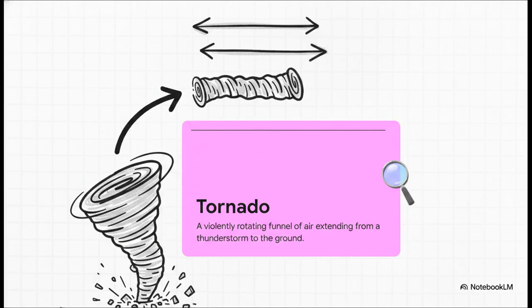This shear creates a horizontal spinning tube of air right inside a thunderstorm. Then, massive, powerful updrafts of warm air grab that spinning tube and tilt it entirely vertical. When that violently rotating funnel of air finally touches the ground, you get absolute destruction, with wind speeds that can exceed an astonishing 300 kilometers per hour.